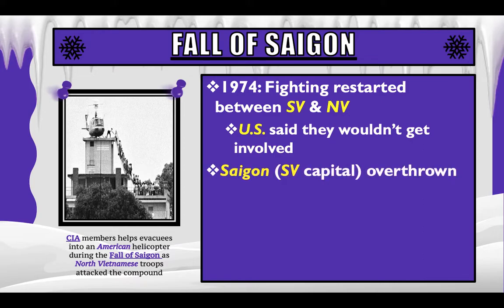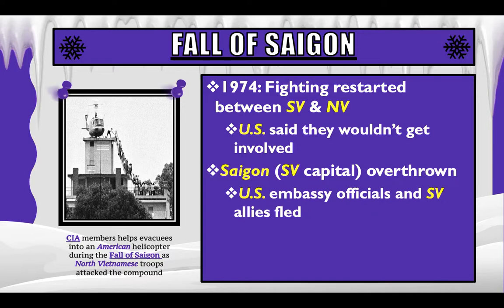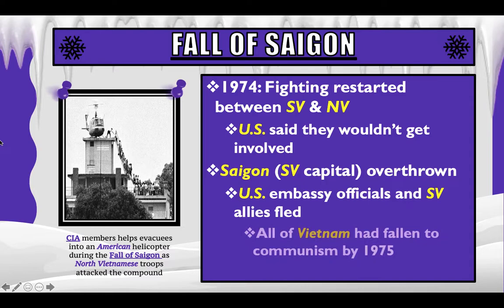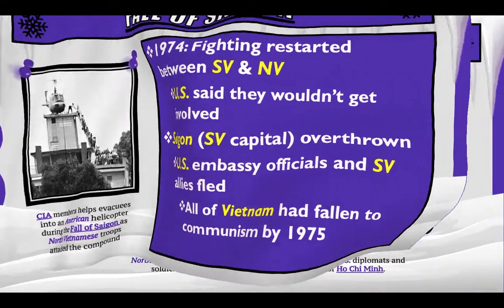Saigon, the South Vietnamese capital, is overthrown, and the U.S. embassy falls as all U.S. officials, as well as several South Vietnamese allies, flee. You can see that taking place in this image here. This is a CIA member helping several of the fleeing peoples into a chopper to leave the country. By 1975, all of Vietnam had fallen to communism, and the country remains communist even today.